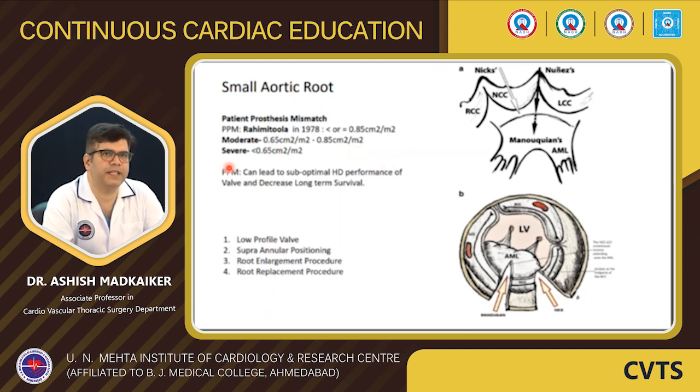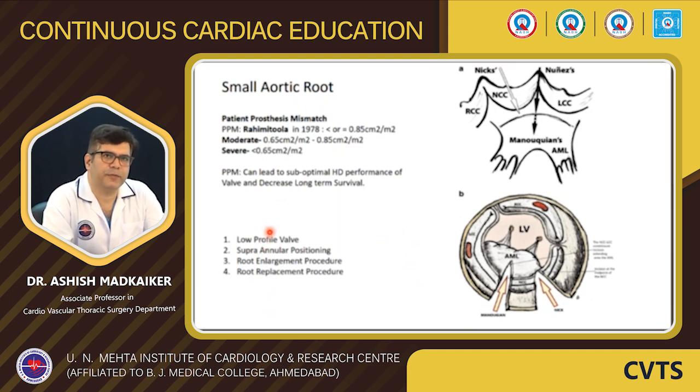And he has further classified patient prosthesis mismatch as moderate and severe depending upon the effective orifice area. There have been a lot of studies conducted on this concept, and it has proven beyond doubt that patient prosthesis mismatch can result in suboptimal hemodynamic performance and even decrease the long-term survival of these patients. There are many theories for this. Some of them highlight the failure of LV mass regression to happen over time with small size prosthesis. Also, there won't be any coronary flow reserve improvement with small size prosthesis, and many more theories have been proposed.